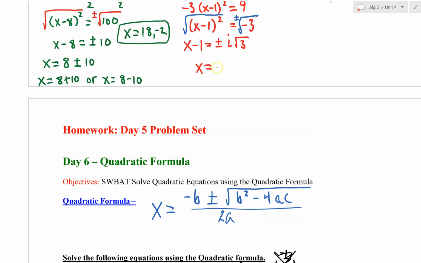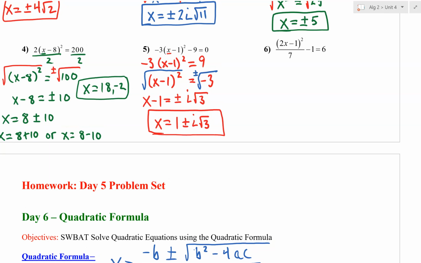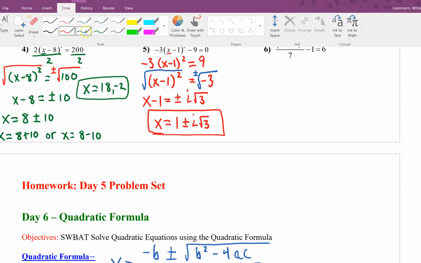Now, when you add 1 to this side, remember, this is an imaginary or a complex number, and the real part of that number always gets listed first, and the imaginary part always gets listed second. So this is 1 plus or minus i root 3. This is the answer. We could check this, but it would be some serious work. You just hopefully at this point understand that some of these are going to come out as complex numbers. And then we have our last problem.